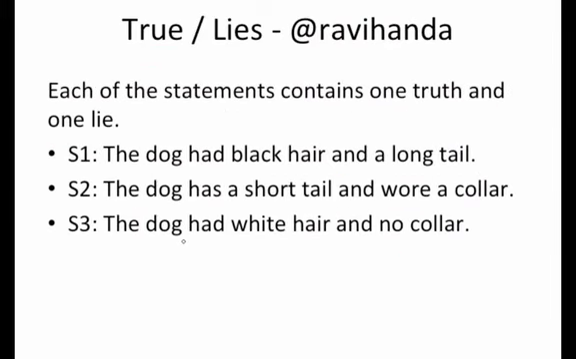Let's look at what you would do if there were no options. Same set of statements. Well, in this case, this can lead to multiple answers. And how do you get to those multiple answers? Start with one basic assumption. Let's say you assume that the dog had black hair. Now, if the dog had black hair, then he cannot have a long tail because one statement is true and one statement is false. So which means he will have a short tail.